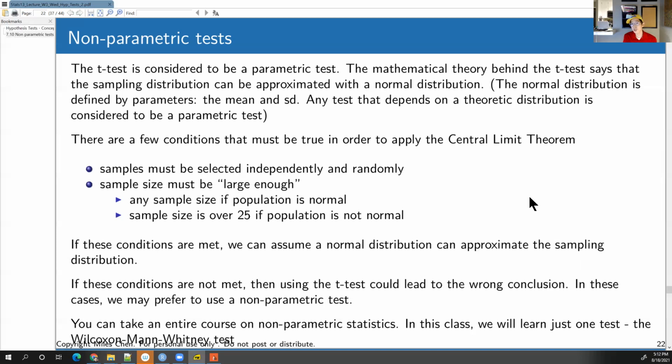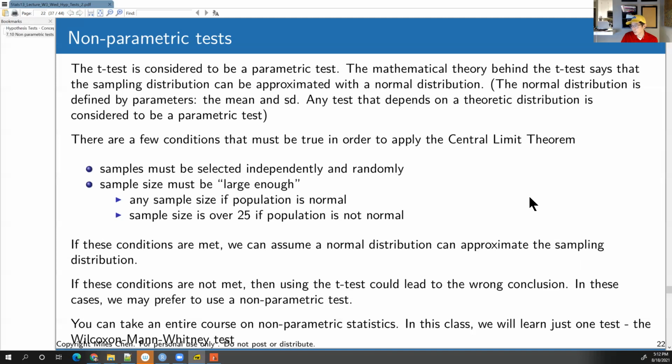As far as our class goes, we've only learned two theoretic distributions, the normal distribution and the binomial distribution. But there are lots and lots of different probability distributions out there, and if you take more statistics, you'll learn about some of them. The parameters that define the binomial distribution are your sample size n and the probability of a success p.